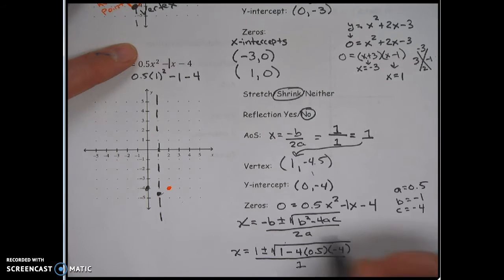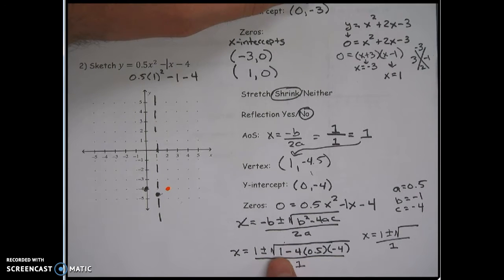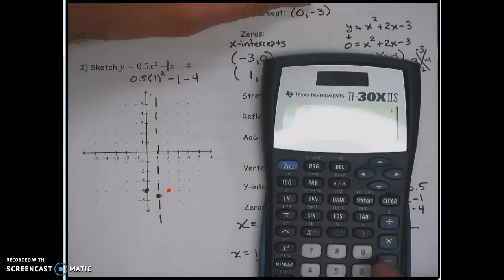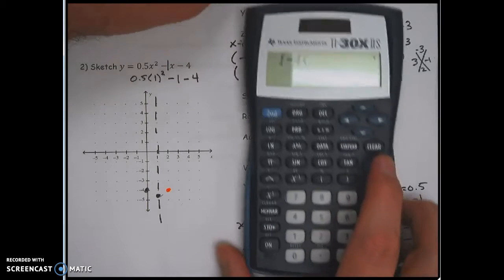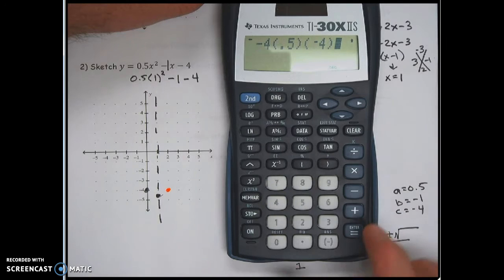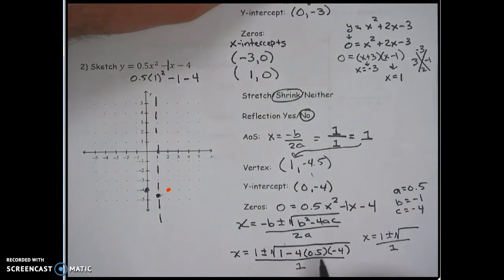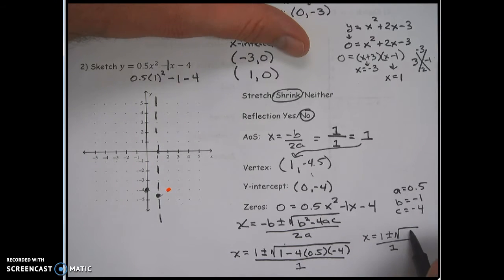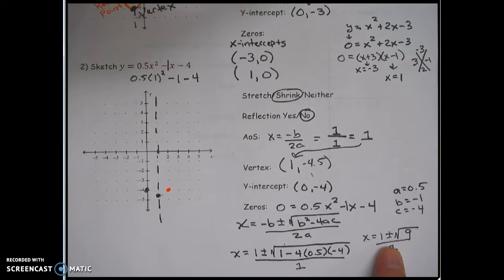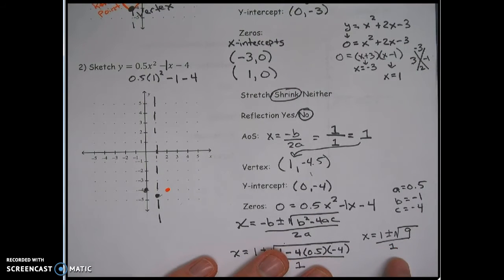If I just do the inside of the square root on my calculator, I can simplify this a little bit. So if I just do the inside, the 1 minus 4 times the a times the c, the inside of my calculator would give me 9. And so all of this here turns into 9. And now I just have this to clean up, the 1 plus the square root of 9 divided by 1, and 1 minus the square root of 9 divided by 1.